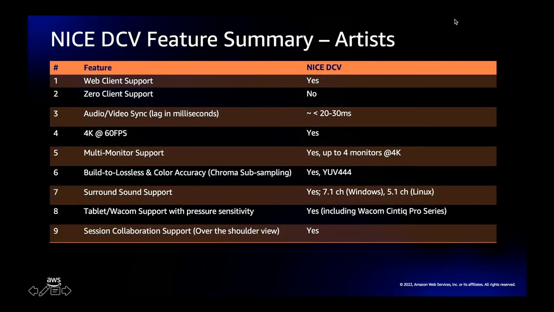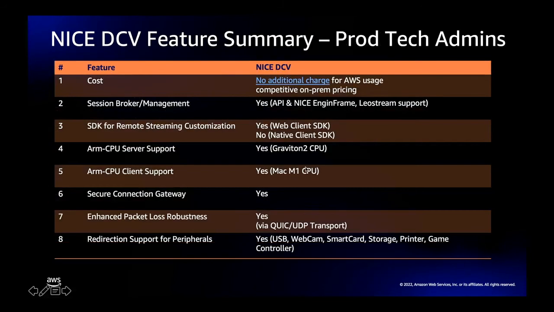And from everything I just said, I will put these into 2 tables to summarize, so I won't go into them here, but here are the list of features that are important to the end users, in this case, artists. And we also have a summary for the production tech admins. One important thing to call out here is regarding cost, right? DCV is free to use on AWS, and we have competitive pricing, so in many cases it can be a good option for customers.